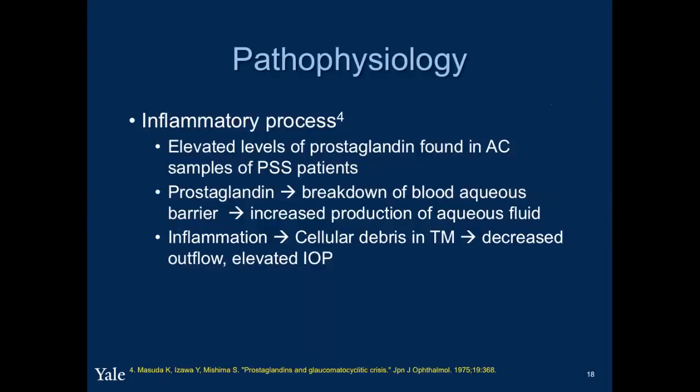The next hypothesis is that it's an inflammatory process. They found that there were elevated levels of prostaglandin in the anterior chamber samples in patients who were clinically diagnosed with Posner-Schlossman syndrome. The theory is that elevated prostaglandin can lead to a breakdown of the blood aqueous barrier and lead to an increased production of aqueous fluid, but also the inflammation can lead to cellular debris that clogs up the trabecular meshwork, which leads to decreased outflow and elevated IOP.